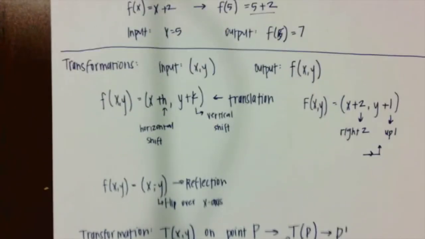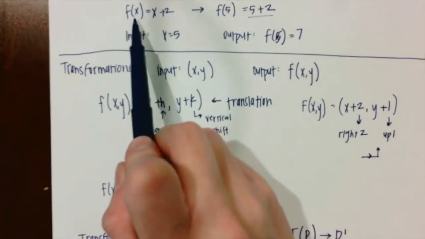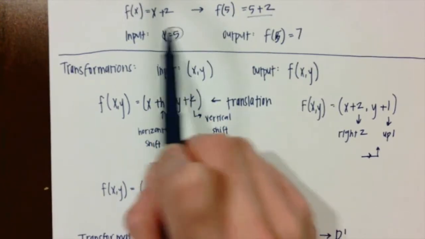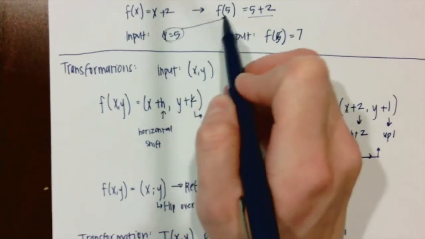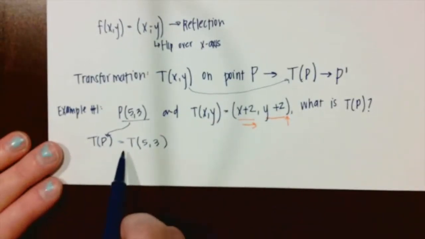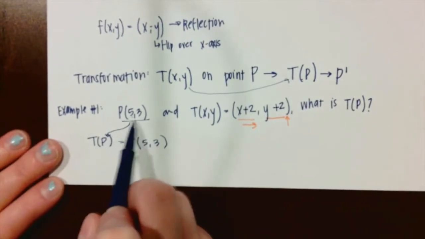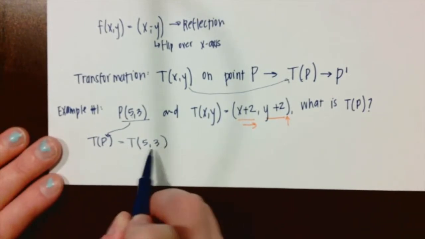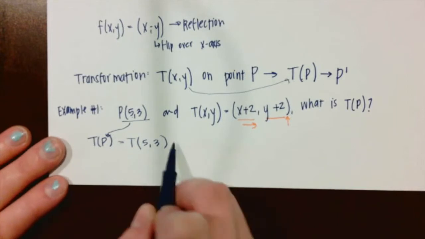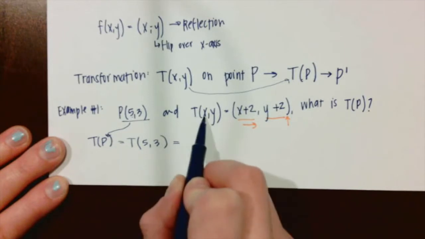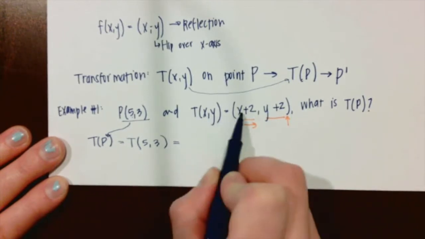So let's compare this to regular function notation. In regular function notation, we have f of x equals x plus 2, and then we take that 5 right here and put it in place of all the x's. So t of p equals... I know that p is 5, 3. So instead of p, I'm going to write t of 5, 3 equals, we put a 5, 3 in for x.